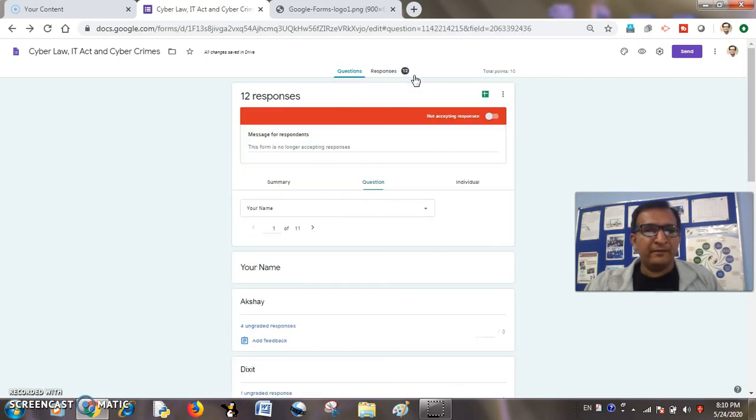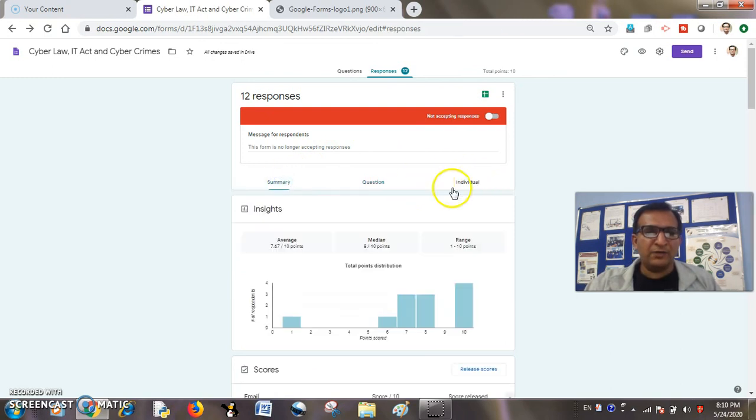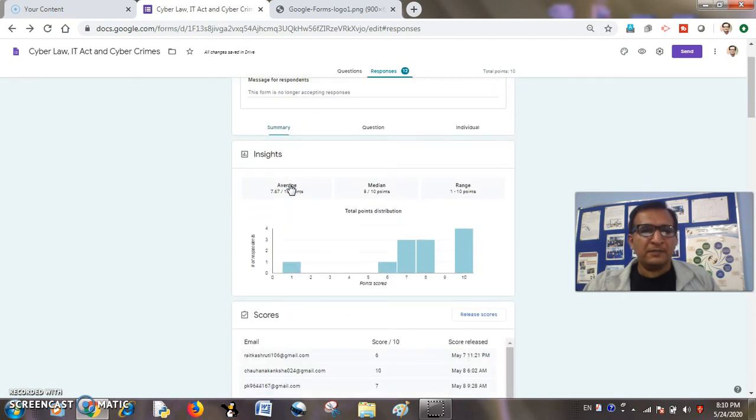So I click here, and I've already checked this option to not accept any responses. Here are three main options: summary, questions, and individual. But the summary part is very important. First, the summary part gives us a brief insight into the responses, like the average score of a student, the median score, as well as the range in which the students have responded.